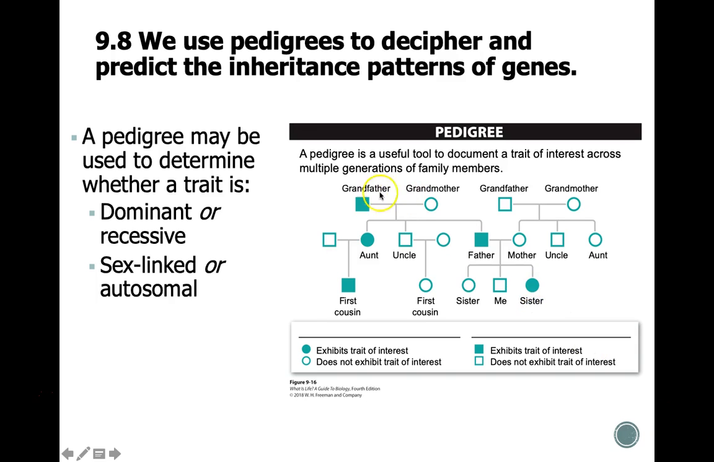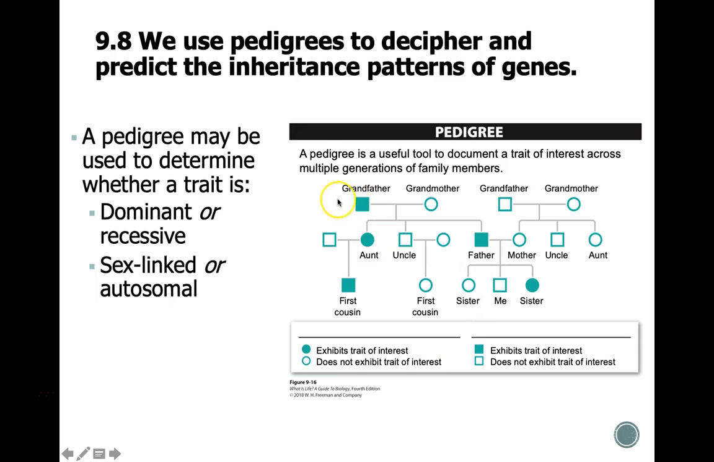The shaded boxes indicate that they display the trait. So this is not always a bad trait or a mutation or disease. These can be used to follow any particular trait. So it just indicates that they have the trait.